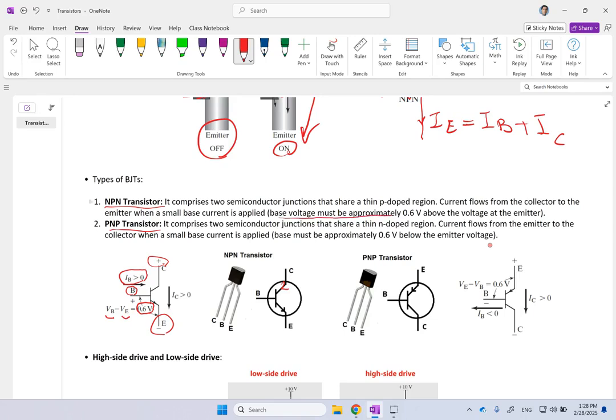When base voltage is bigger than emitter voltage by at least 0.6 volts, then the switch is going to be on. If V of base is less than emitter or the same, then there will be no current going through the base, and the circuit is going to be what? Open, and the switch is going to be off. Now, PNP is the exact opposite, as I said.